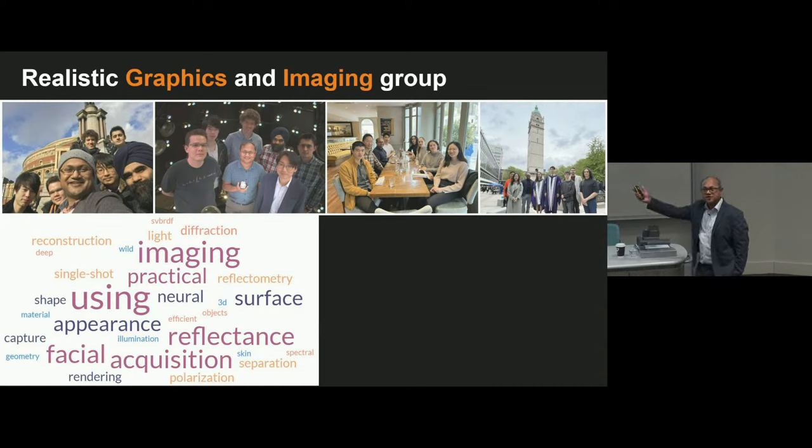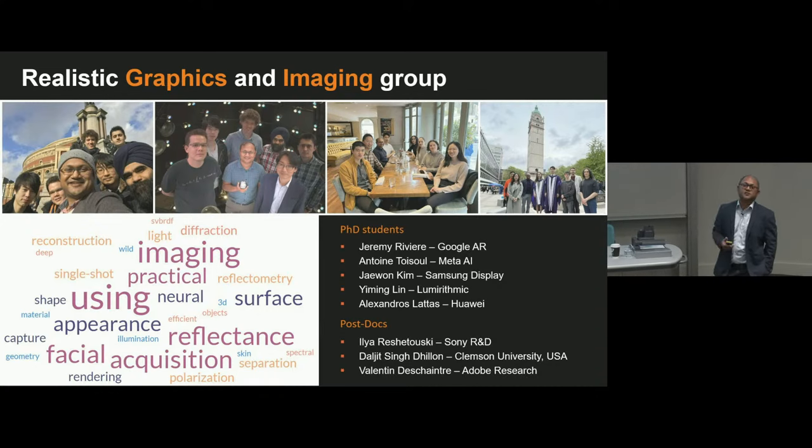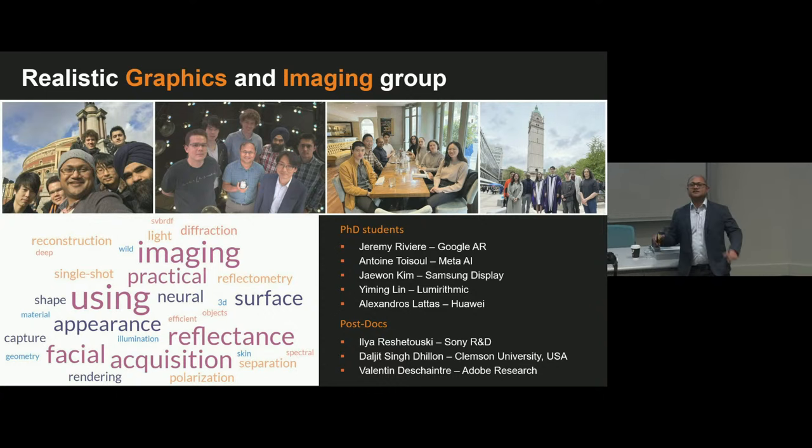Of course, the most important people to thank are members of my realistic graphics and imaging group, my students and postdocs, some of which are listed here who have now gone on to these places. And on the left, you see essentially a word cloud of the names of the papers we published. These are just the titles of the papers. And some of the words that you can see there are typically not very computing, perhaps, but hopefully I'll motivate that computing can also be doing these sort of things. So we have a full agenda, so let's get to it.